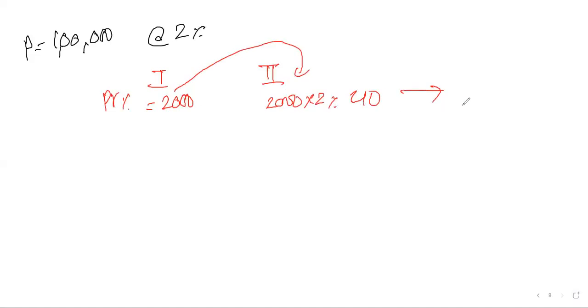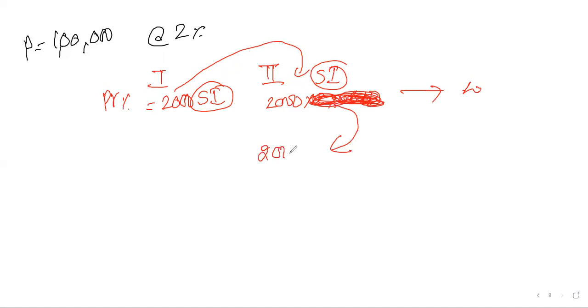Then what about the compound interest? Again, in the first year the compound interest does not come, it is only simple interest. But in the second year, definitely interest on interest comes. That is 2000 at 2%, which is 40. Now the total is 2000 plus 2000, 4000, 4000 plus 40, 4040.